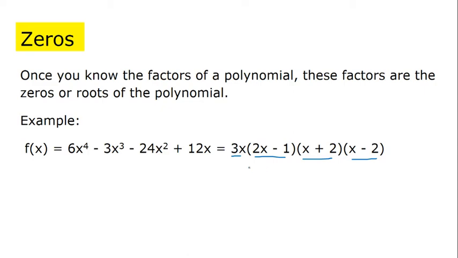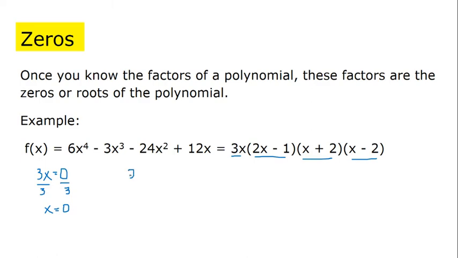So this means that we're going to have 4 zeros. Now the way that you find your zeros is you're going to take each of these terms and set them equal to 0 and then solve for x. So I'm going to take 3x, set it equal to 0. To solve for x, I need to divide by 3 on both sides of my equal sign. So I get x equals 0.